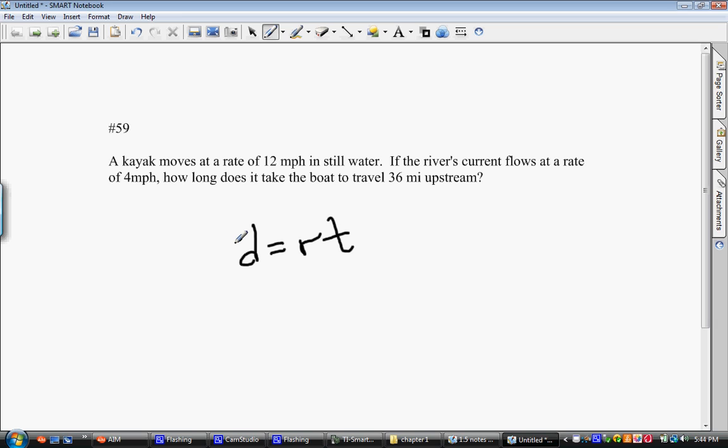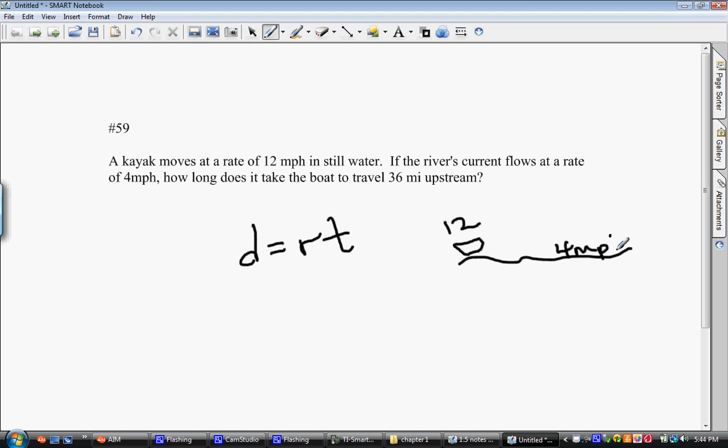This one actually says if the river's current flows at a rate of 4 miles per hour, how long does it take the boat to travel 36 miles upstream? Now think about that for a minute. Here's your stream. Here's your boat. Your boat's traveling in the still water, and it's traveling 12 miles per hour. Your water is flowing at 4 miles per hour.